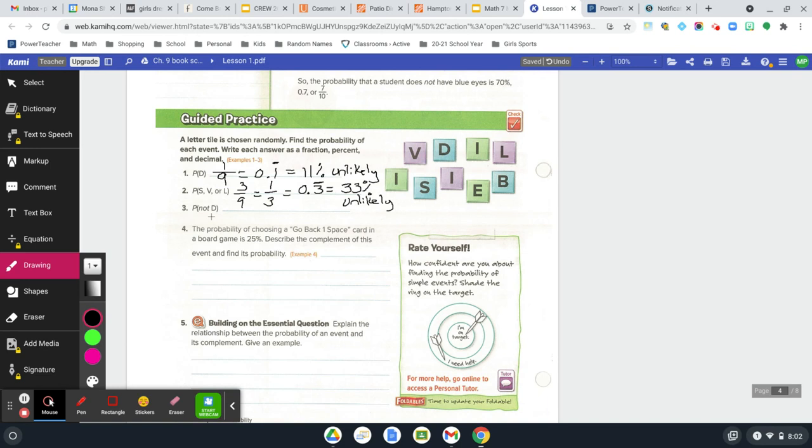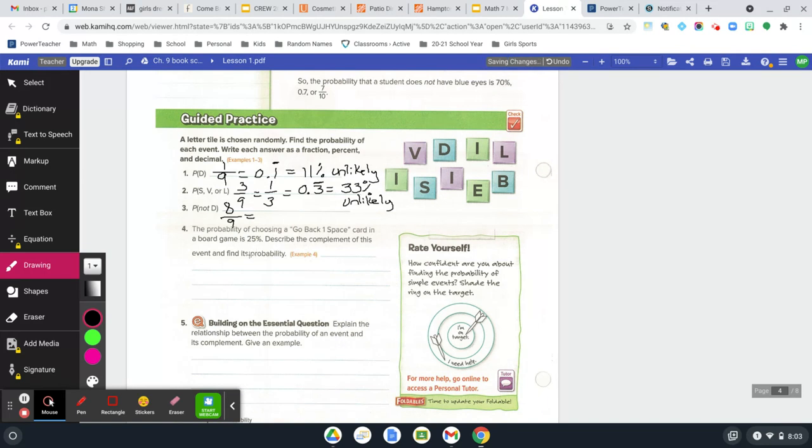Number 3, the probability of not a D. Okay, well, there's only one D there, and you know there are 9 total tiles here. So if it's not D, that means you have 8 out of 9 other tiles there, right? They have different letters on them.